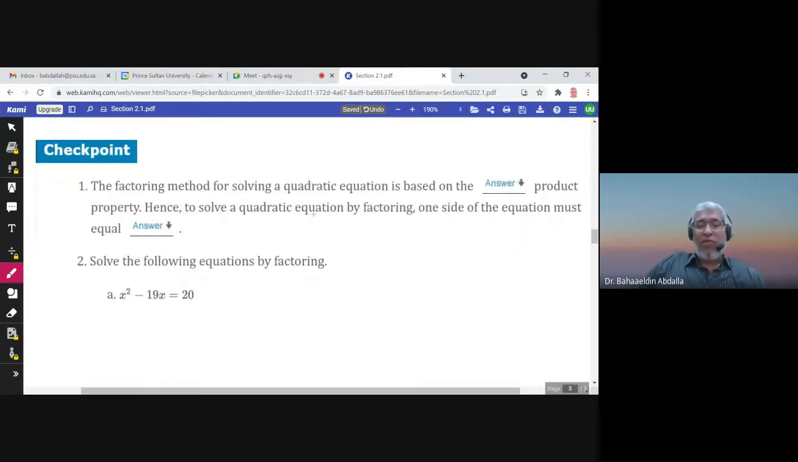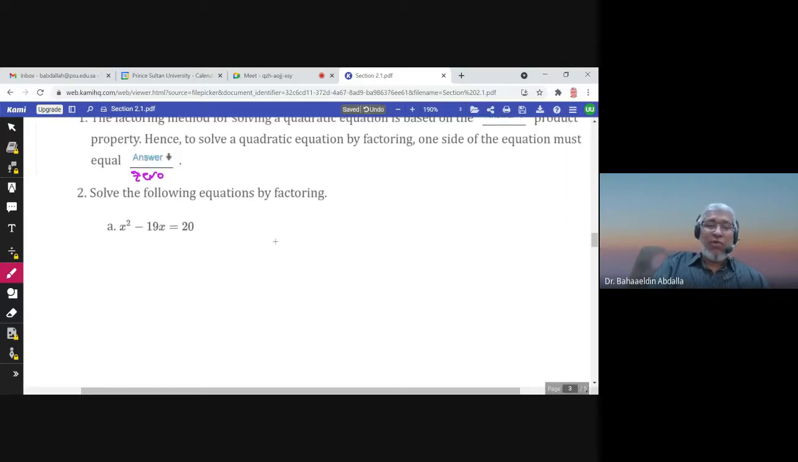Checkpoint. The factoring method for solving a quadratic equation is based on the zero product property. Hence, to solve a quadratic equation by factoring, one side of the equation must equal 0. Okay, we do not accept any other number. It should be 0 to use the zero product property.